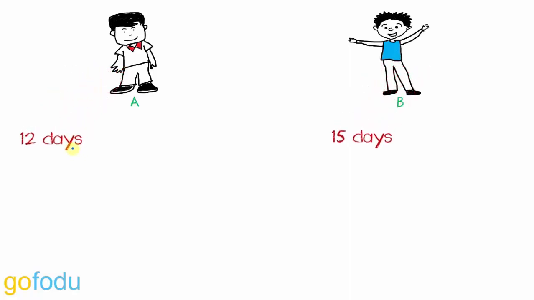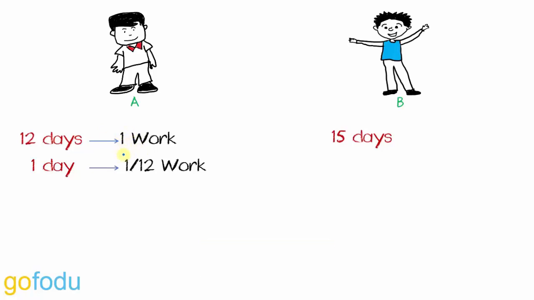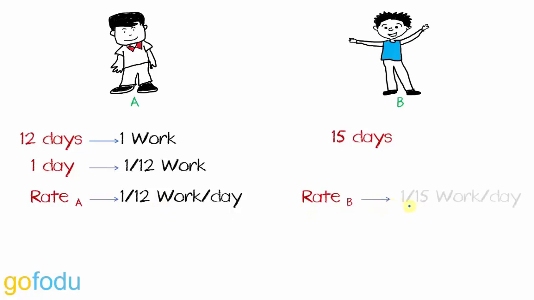So A takes 12 days to finish one work. That means in one day, he will be doing 1/12 of the work, or we will simply write 1 by 12 work. If we are assuming total work as 1, in one day A will be doing 1 by 12 work. This is the rate of work of A. What is rate of work? Rate of work is work done per day. So in one day he is doing 1 by 12 work. Similarly, the rate of work of B will be 1 by 15, 1 by 15 work per day.